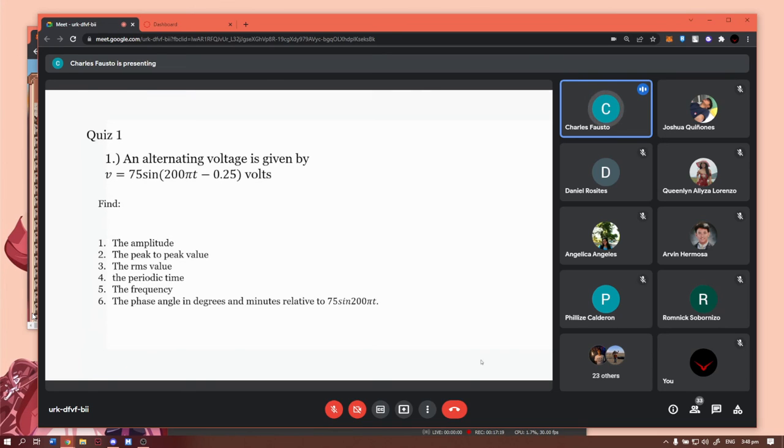So, an alternating voltage is given by v is equal to 75 sine 200 pi t minus 0.25 volts. So, find the amplitude, the peak-to-peak value, the RMS value, the periodic time, the frequency, and the phase angle in degrees and minutes relative to 75 sine 200 pi t. Okay? Okay, sige, pwede na mag-start.